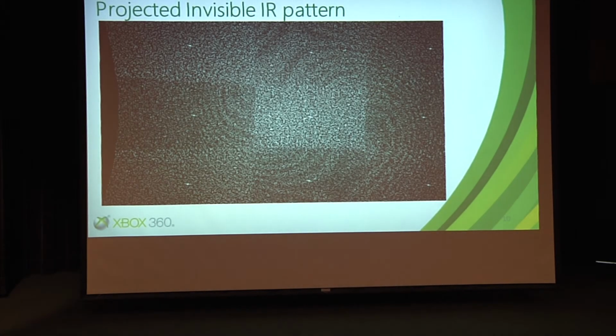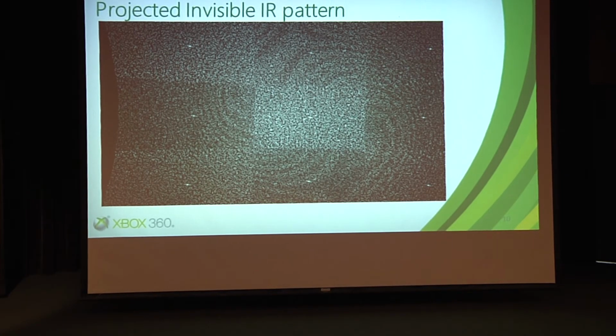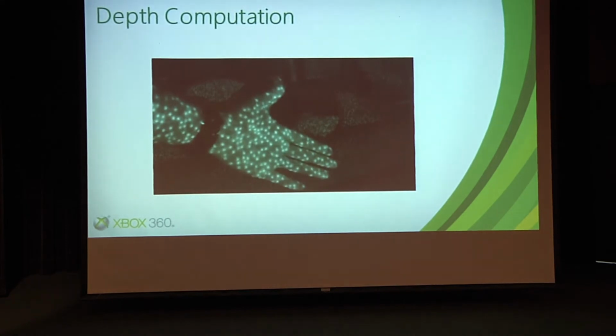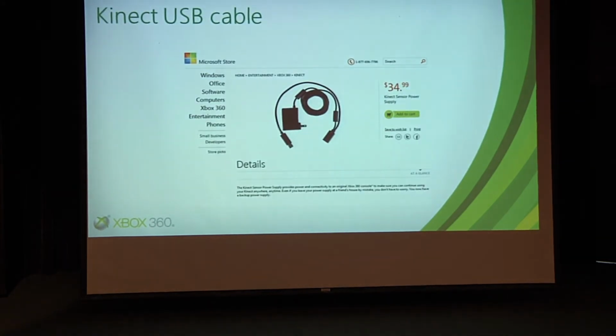So this is basically what the pattern looks like. It's normally invisible, but if you have an infrared lens or an infrared camera, you can actually see the pattern as it gets projected out. This is what it looks like. And if you look at it closer, it's basically a bunch of little pixels that are spaced apart in a known pattern. That's basically what's happening. So that was some of the technology inside the Connect.